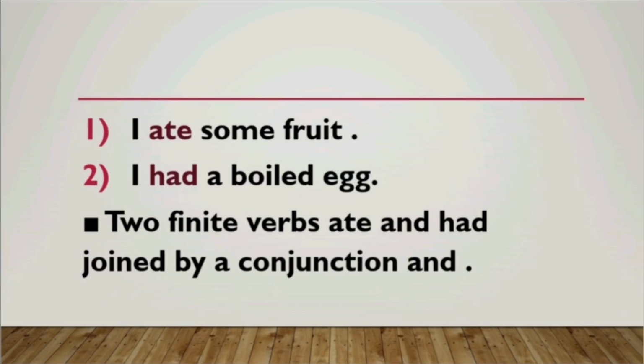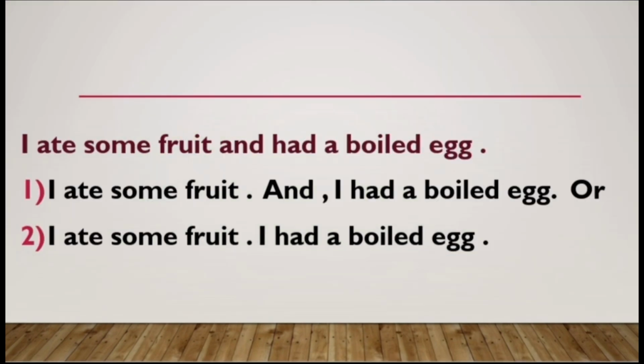So we can split the sentence into two parts. The first part was I ate some fruit, remove the conjunction, and the second is I had a boiled egg. There are two proper clauses or sentences here, right? So ate and had are two finite verbs of this particular sentence. Look at the clauses once again.